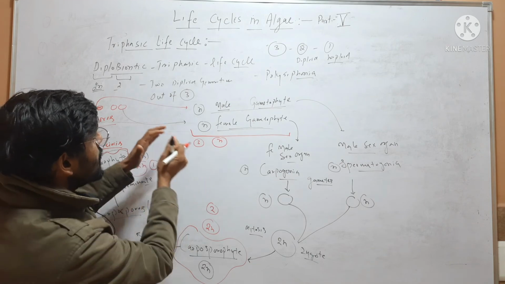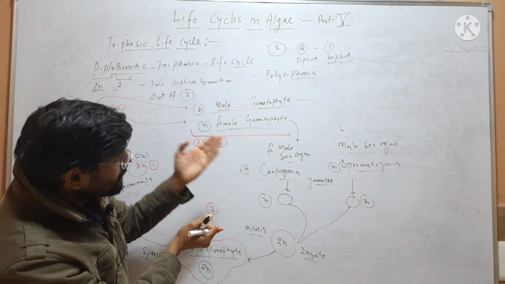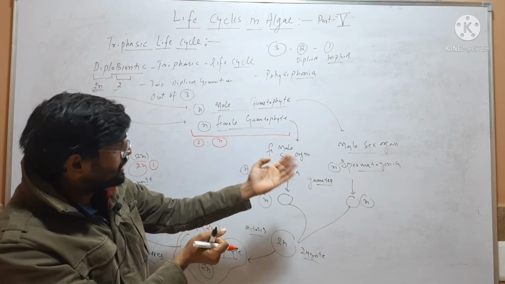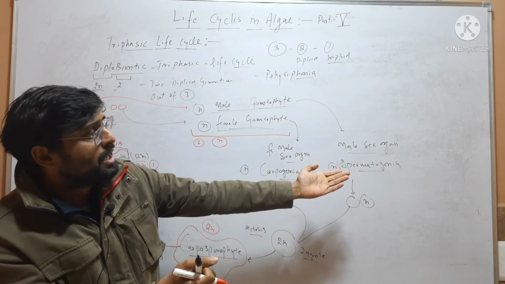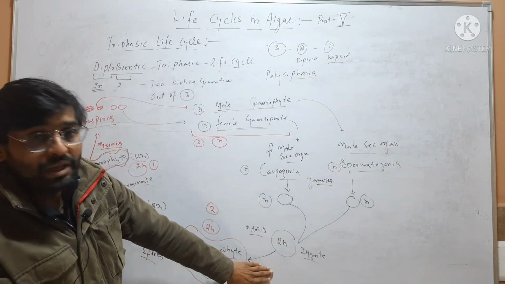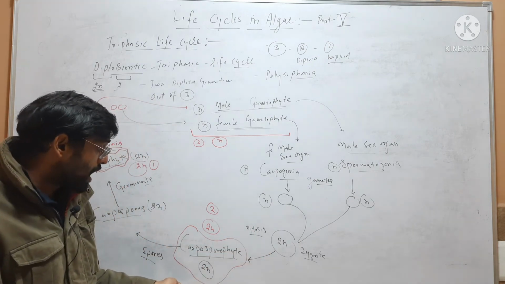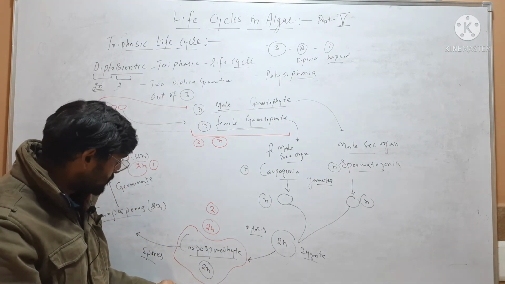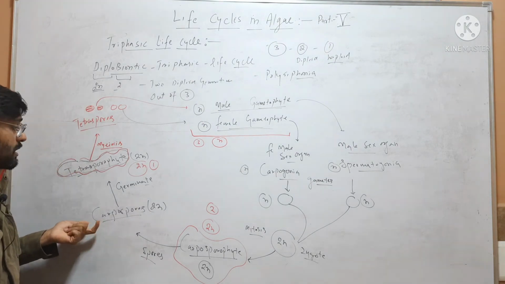So this life cycle starts from gametophyte, male gametophyte and female gametophyte. They will form male sex organ and female sex organ. The female is called carpogonia, the male is called spermatogonia. They will produce gametes. Gametes are haploid. They will fuse and form the zygote. This zygote then divides by mitosis to form carposporophyte. This carposporophyte then forms diploid spores that are called carpospores.